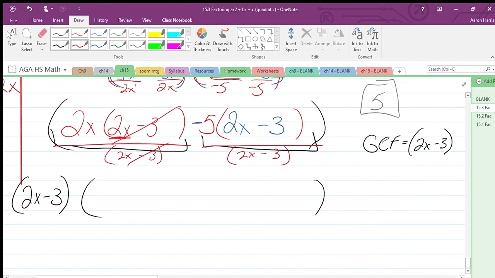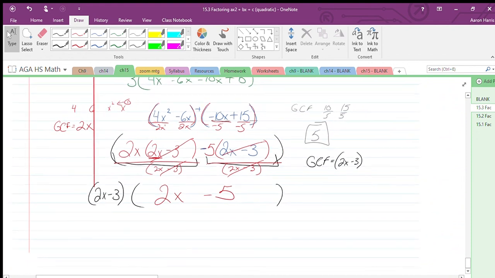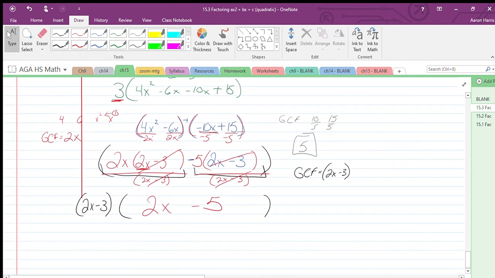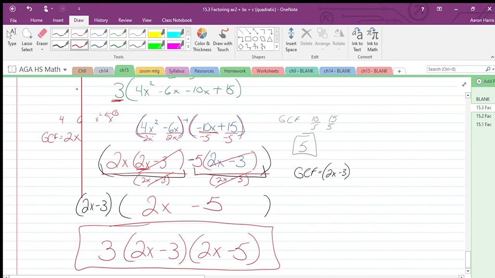When I divide these out, just like that, what's left? 2x minus 5. Now, here's where you do not forget your 3. Can't forget the 3. So it's 3, 2x minus 3, 2x minus 5. Okay, and this is your answer. Do not forget the 3 if you have pulled any number outside.